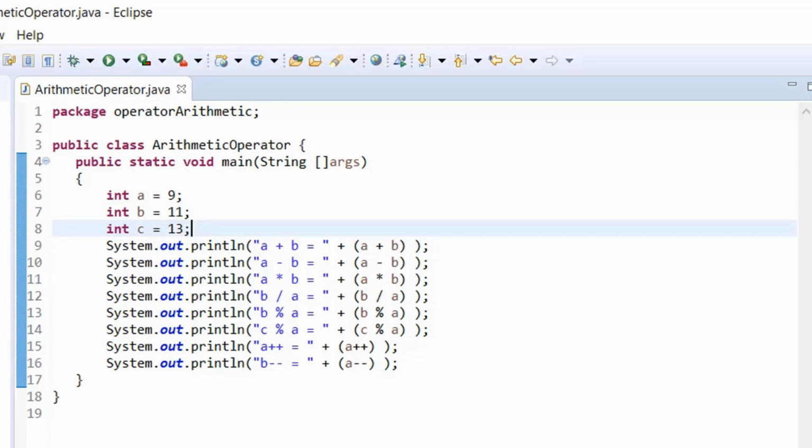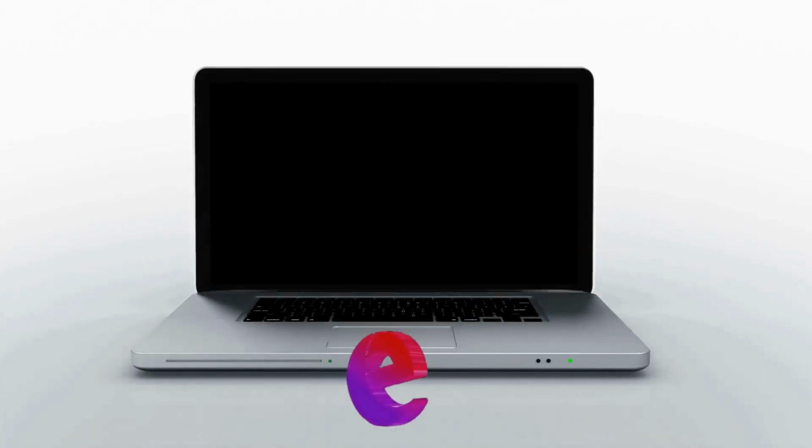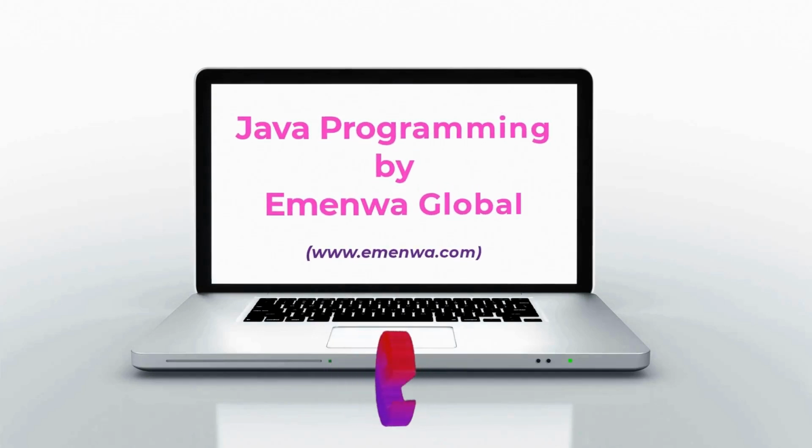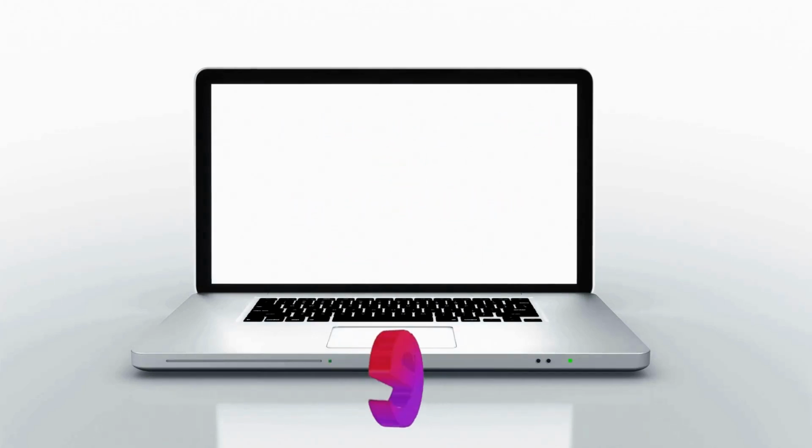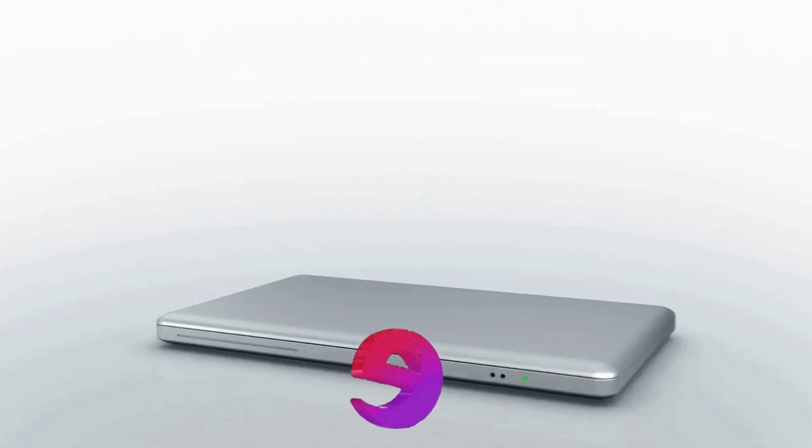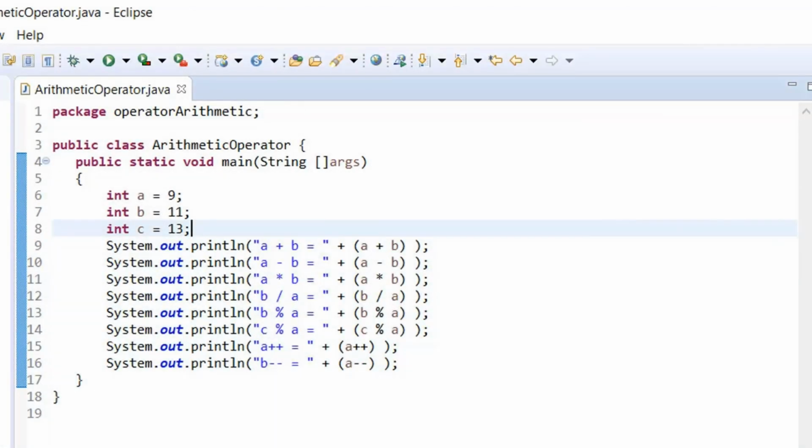In this video lecture, we will look at arithmetic operators in Java programming. In Java programming, the ability to add things together exists. You can use mathematical expressions. To do this, arithmetic operators are used in mathematical expressions in the same way they are used in algebra.